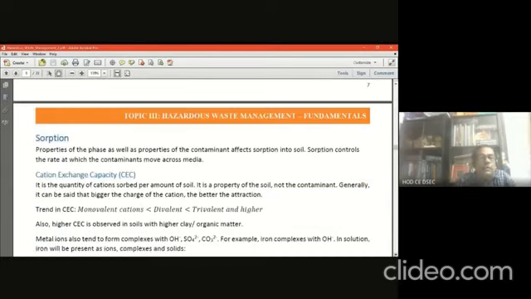Now, absorption. Properties of the phase as well as properties of the contaminant affect absorption into soil. Absorption controls the rate at which the contaminants move across media.